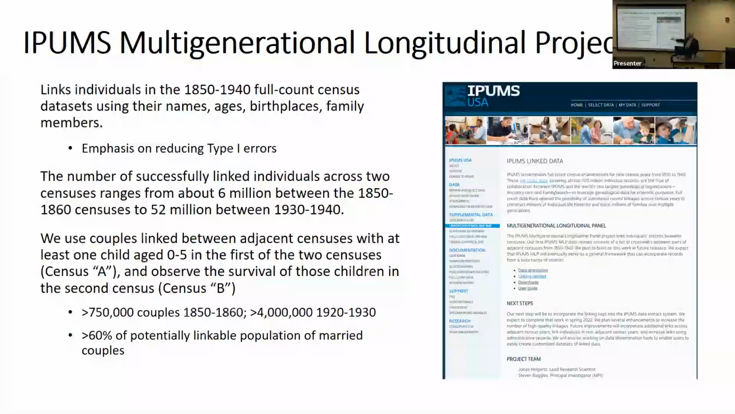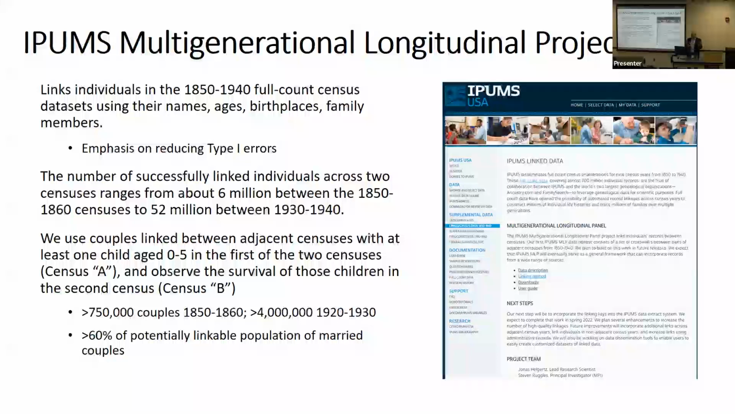We're linking about 750,000 couples in the first census, 10 years, about 4 million towards the end here. I mentioned those numbers in terms of linkable couples, defined as couples who survive and don't move out of the country, are present in both censuses, and haven't been undercounted. We think we're linking about 60% of the potentially linkable couples, right?